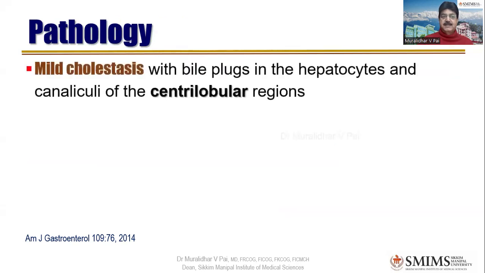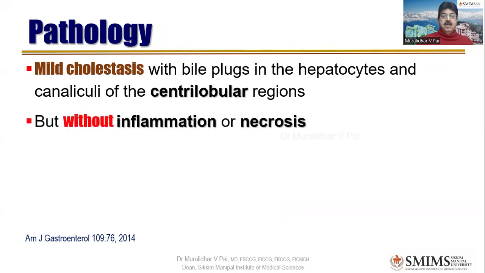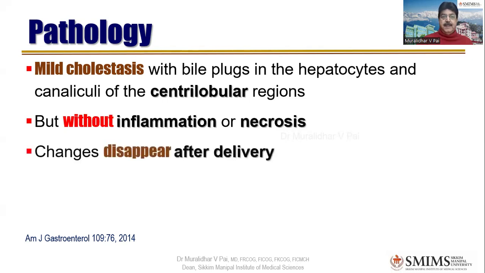What's the pathology? There's mild cholestasis. As the name suggests, there's stasis of bile, with bile plugs in the hepatocytes and canaliculi of the centrilobular region, but without inflammation or necrosis. This is how it differentiates from infective hepatitis and other hepatitis. There is no inflammation and there is no necrosis.